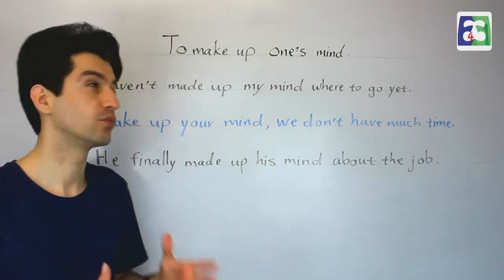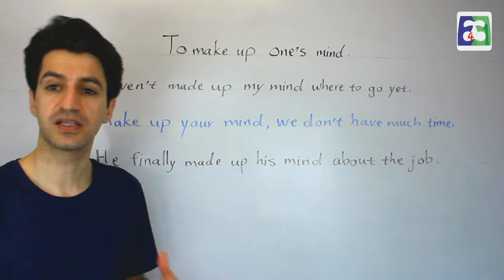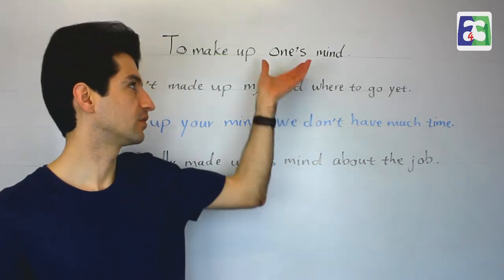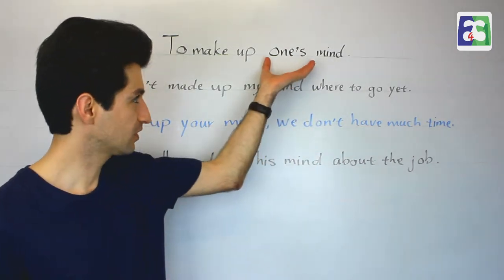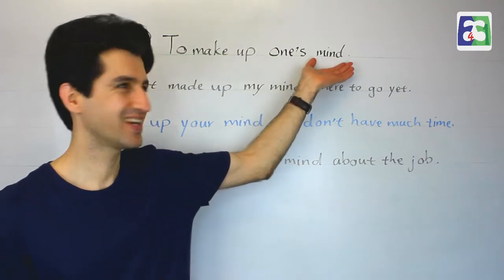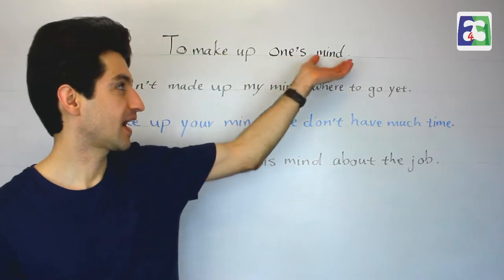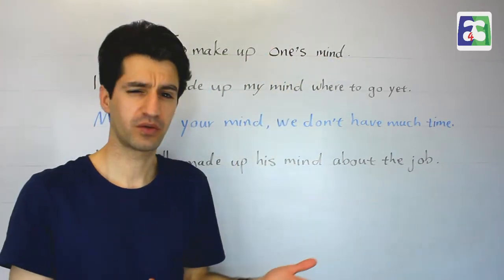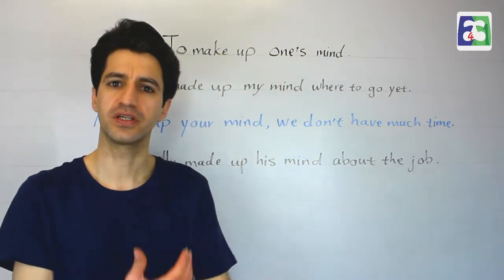And what is it for? Well, actually that is the possessive adjective. The person who comes over here is the owner of this mind. So this is a possessive adjective for mind, like my, your, his, her.